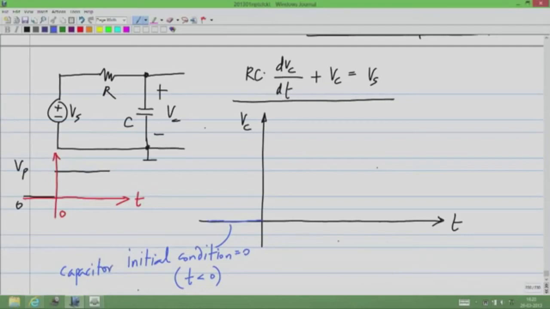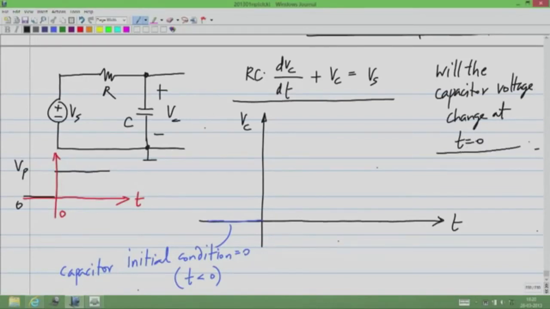Now, at the instant that the Vs steps from 0 to Vp, okay, what happens to the capacitor? Will it change? Will the capacitor voltage change? When I say at t equal to 0, I mean at this instant will it suddenly change? That's the question. What do you think?